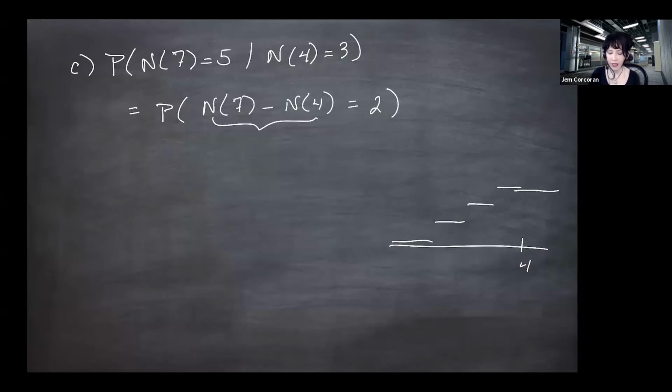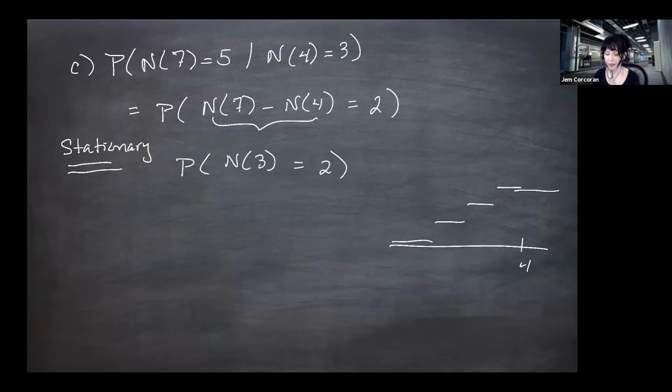So again, this is the informal approach. I'll do it more formally in a moment. But this is the same thing as, now you don't have to write this part. You can just go straight to the answer. But by stationarity, this is the same thing as the probability that N of 3 is equal to 2.